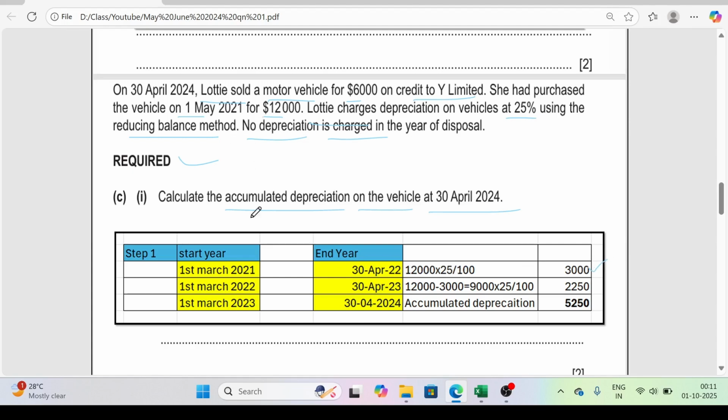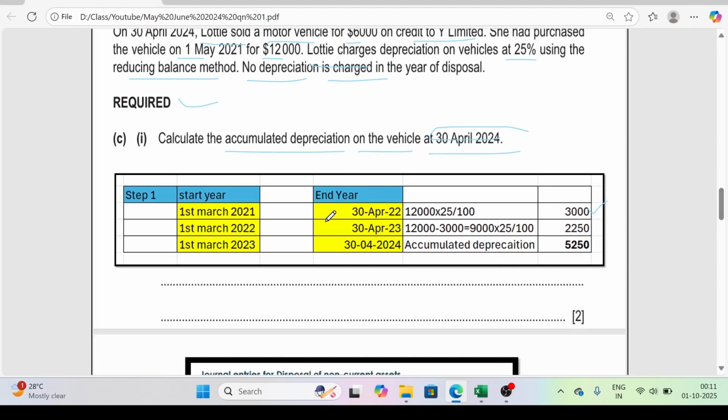Then next year, 1st May 2022 to 30th April 2023. Okay, the second year. So this is the reducing balance method, right? So old depreciation you have to minus: 12,000 minus 3,000, 9,000. 9,000 at 25% will be 2,250. So the question here: calculate the accumulated depreciation on the vehicle at 30th April 24. So accumulated will be the last 2 years, that is 3,000 plus 2,250, totally 5,250 will be the accumulated depreciation. So 2 marks for this calculation.